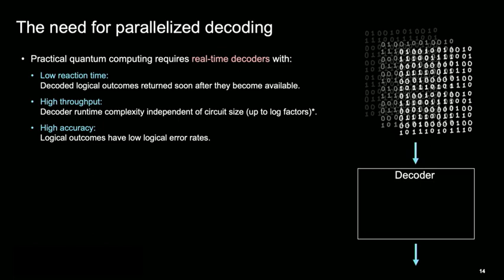And so here I just have a summary of what we want out of a decoder. We want this low reaction time, so the outcomes are returned soon after the measurements are done. We want high throughput. To make sure that we have this low reaction time, we need to process data at the rate it's being produced, even as we scale up this computation to many logical qubits or many gates. And then, of course, we also want high accuracy. The performance of your scheme, as we all know, is very dependent on the decoder that you have.